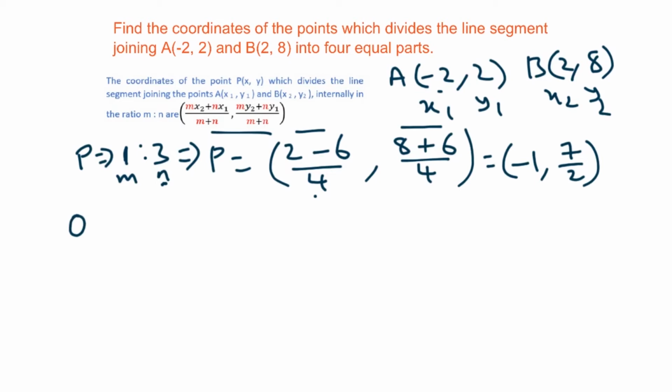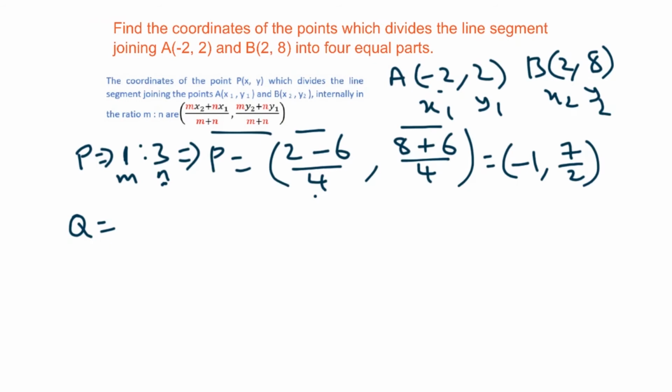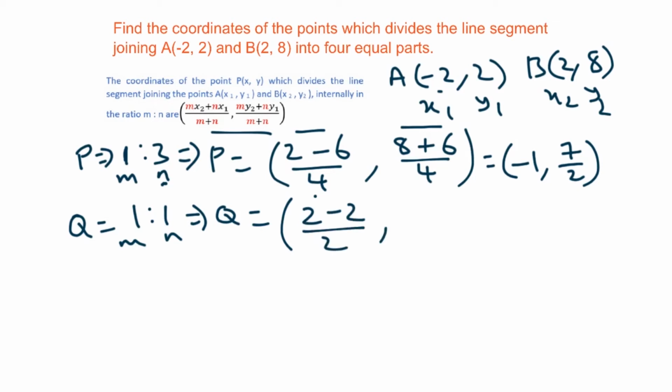Now we will find point Q. Point Q divides the line segment in the 1:1 ratio. So Q is equal to mx2 plus nx1, nx1 is -2, by m plus n, 1 plus 1, 2. Again my2 is 1 into 8 plus ny1 is 2, divided by 2. 2 minus 2 is 0, 0 divided by anything is 0, and 8 plus 2 is 10, 10 divided by 2 is 5. This is point Q.